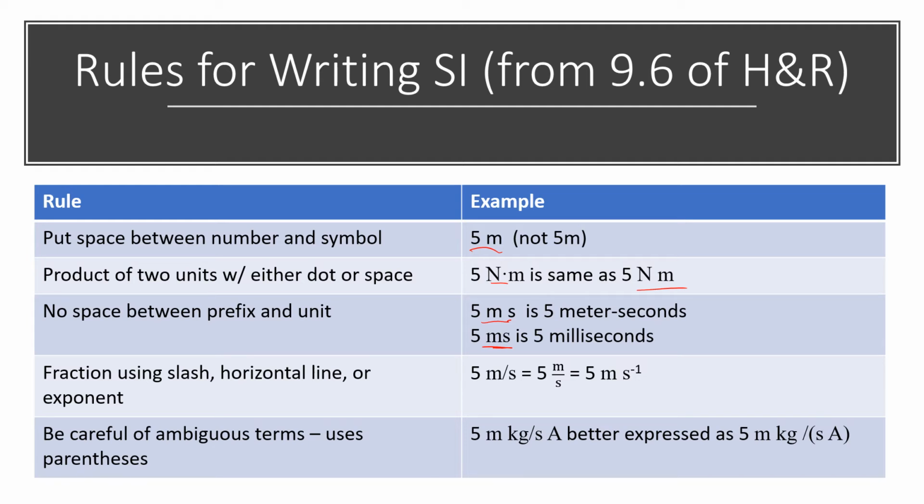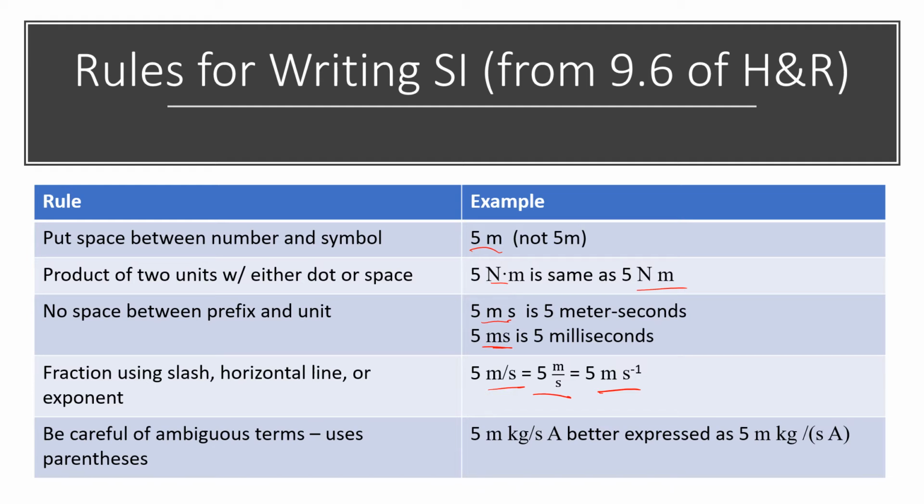All right. When you're using a fraction of 2 units, you can use a slash. Any one of these are appropriate. You can use a slash, you can use a fraction style, or you can do it this way: meters, seconds, inverse. So that -1 exponent applied to S is basically 1 over S.